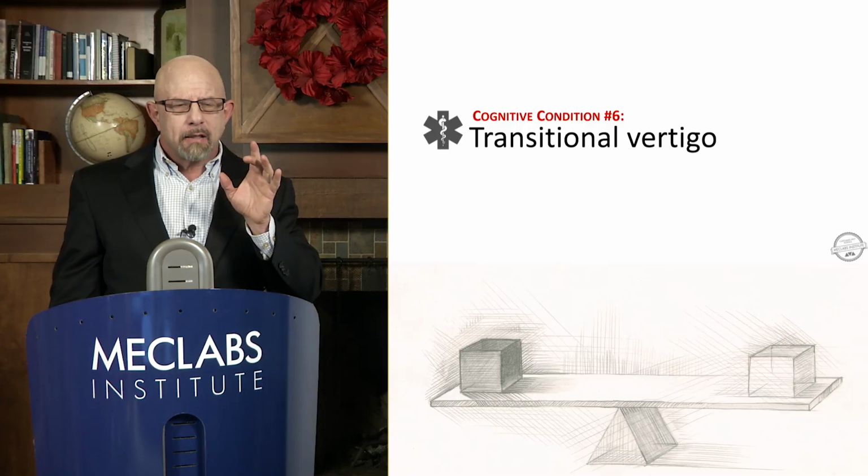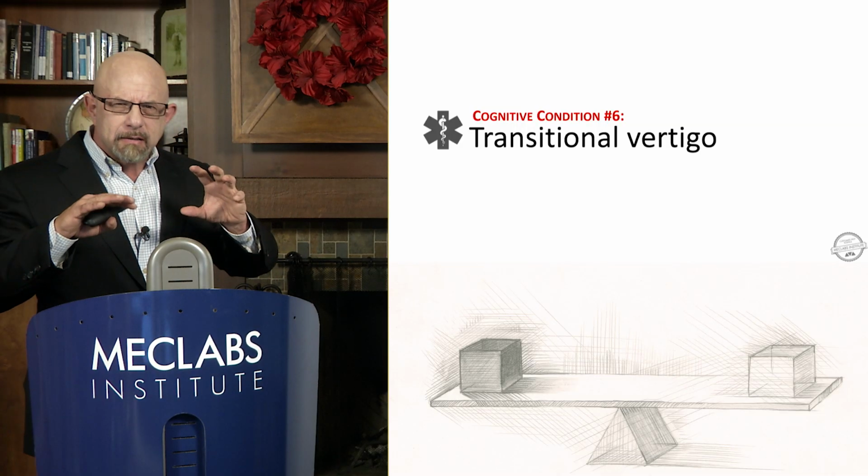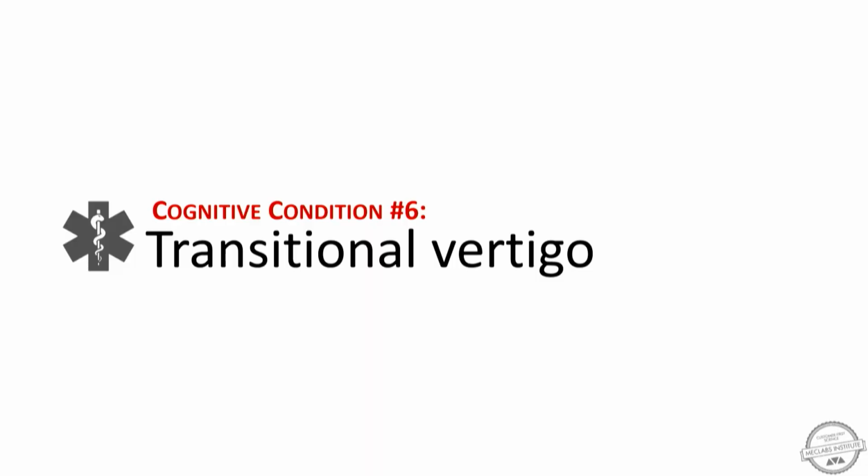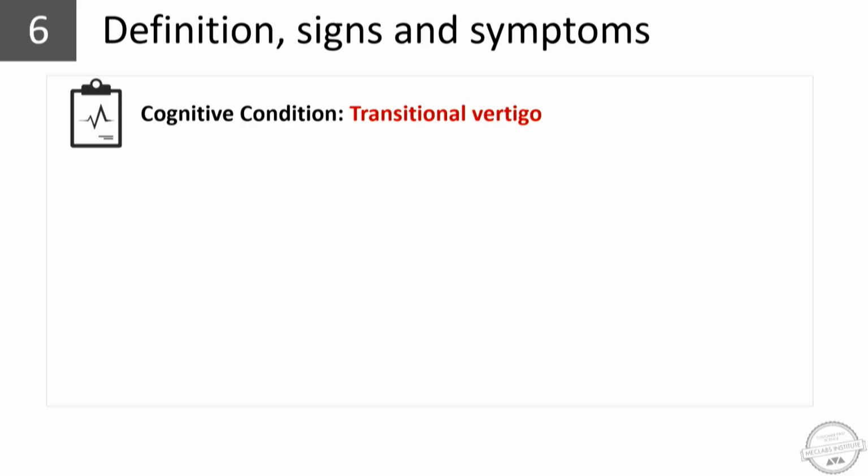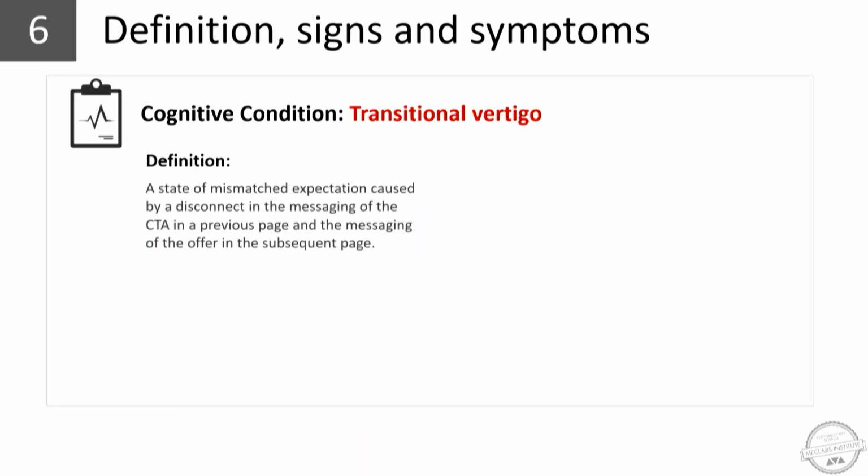And finally, in our sixth dangerous condition, transitional vertigo. What is it? Well, it's a fancy word. It's a state of mismatched expectations. That's why the vertigo, they're off balance. It's a disconnect in the messaging of the CTA from what came before it. And in fact, it's commonly caused by focusing too much on one step and ignoring the overall path, and we lose sight of where we're at in the mind.